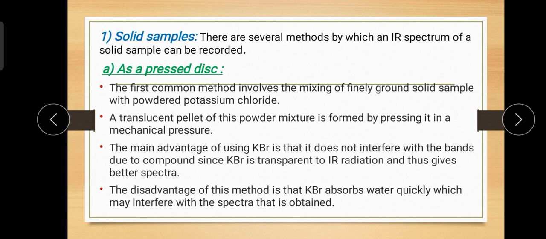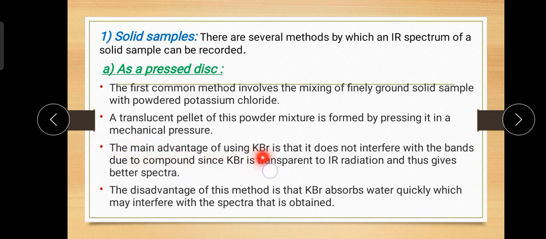That means if we take a sample and mix this finely ground solid sample with the powdered potassium chloride, there is a mixture of these two quantities, the finely ground solid sample and the powder of potassium chloride. A translucent pellet of this powder mixture is formed by pressing it with mechanical pressure.